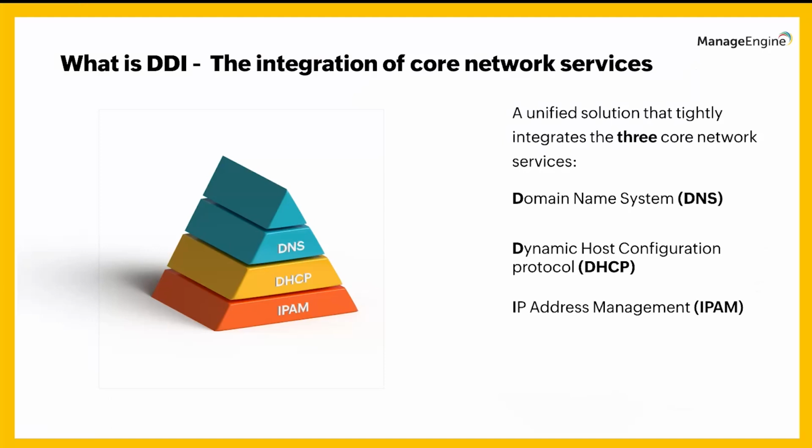So what is DDI? DDI is a unified solution that tightly integrates the three core network services: DNS, DHCP, and IPAM. We know that every enterprise, every business that runs online needs these three services together, but they all run these services in silos. There are plenty of benefits that we can reap when we integrate these three services together. We'll get to that quickly.